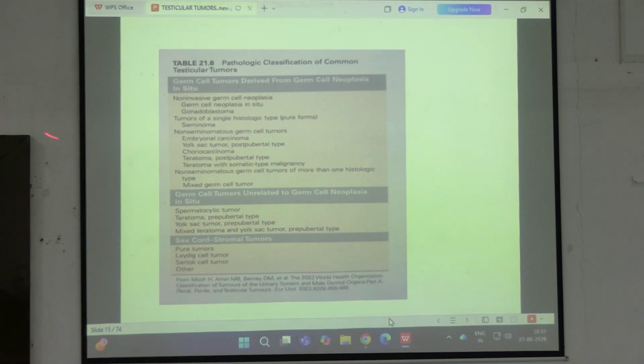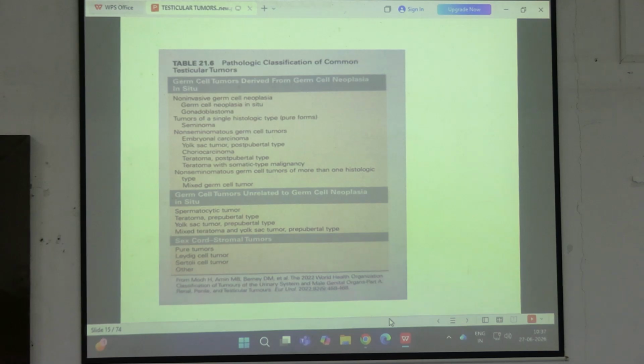Okay, next, non-seminomatous germ cell tumors. They can be mixed germ cell tumors. I already told you, in non-seminomatous, it can be either pure or mixed. So what are the two main forms of germ cell tumors that we read? Seminomatous and non-seminomatous, right? Okay.